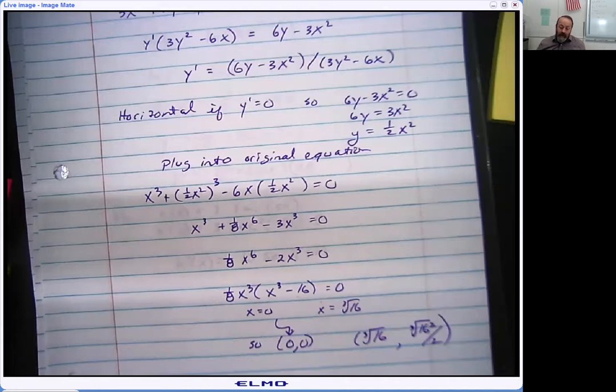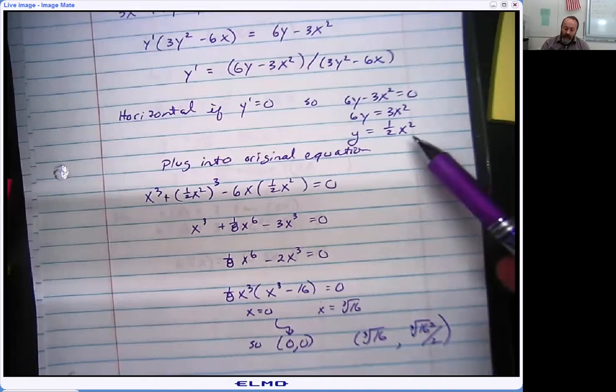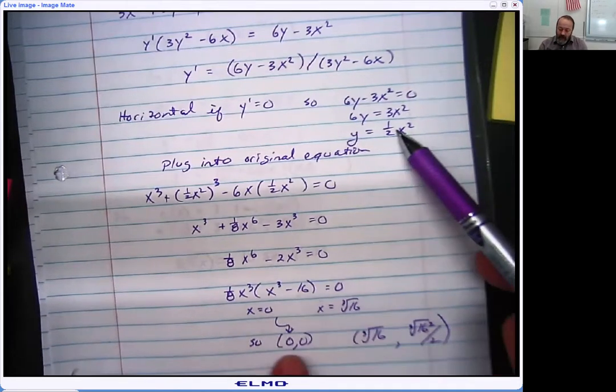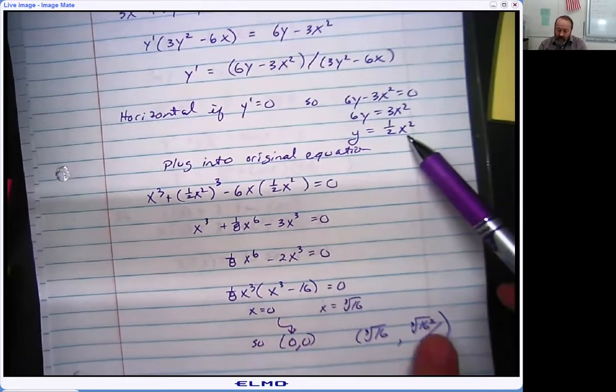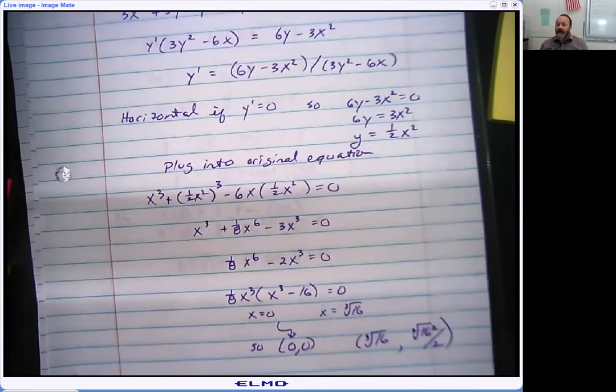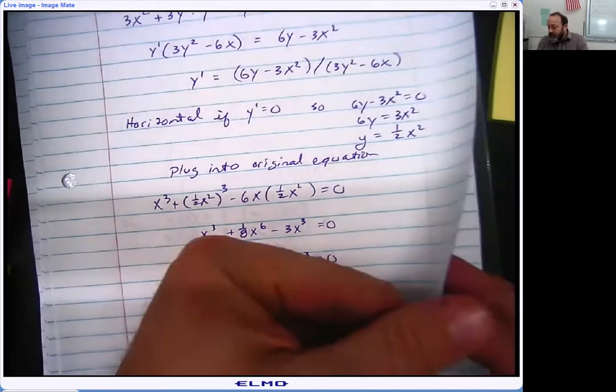Now, of course, the last little stage of that problem is to go ahead and plug that back in. We also know right here that y is a half of x squared. So if I took x and I squared it and cut it in half, or I took the cube root of 16, I square it and cut it in half. That kind of finishes off question number 2. Pretty difficult little question. Now, question number 3.